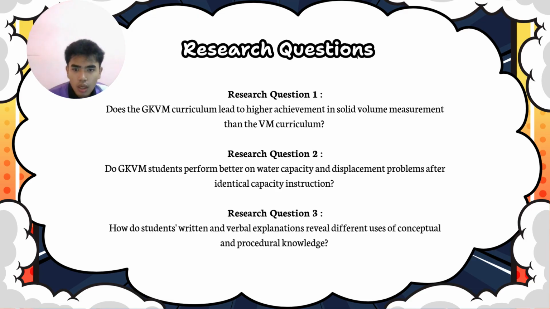The final question: how do students' written and verbal explanations reveal different use of conceptual and procedural knowledge? This is to test the mastery of the students between those two groups. What is the outcome after a certain training session, a pre-test and a post-test? So how students' written and verbal explanations are analyzed between the GKVM and VM groups.